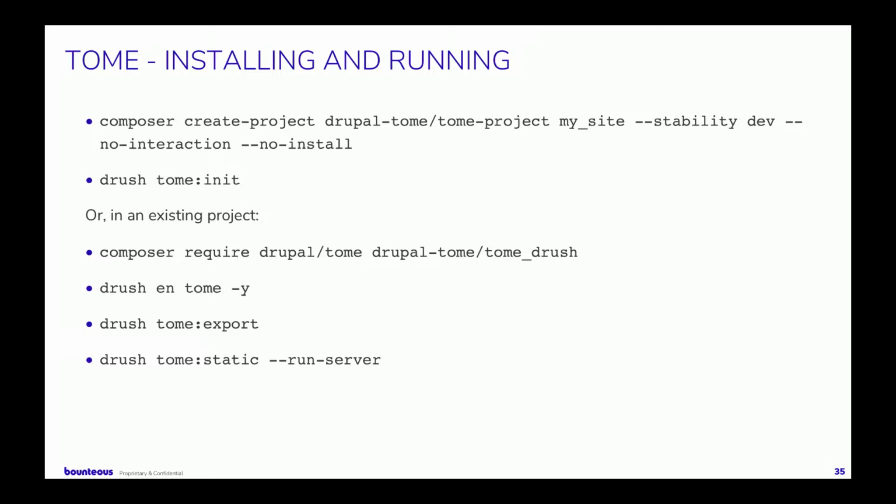You need to install the Tome module and then the Tome drush plugins. Enable Tome, and then you can run drush tome export. And that, again, exports all the data. And then you can run drush tome static, which is going to run a build. And it also will, again, launch a little dev server for you.